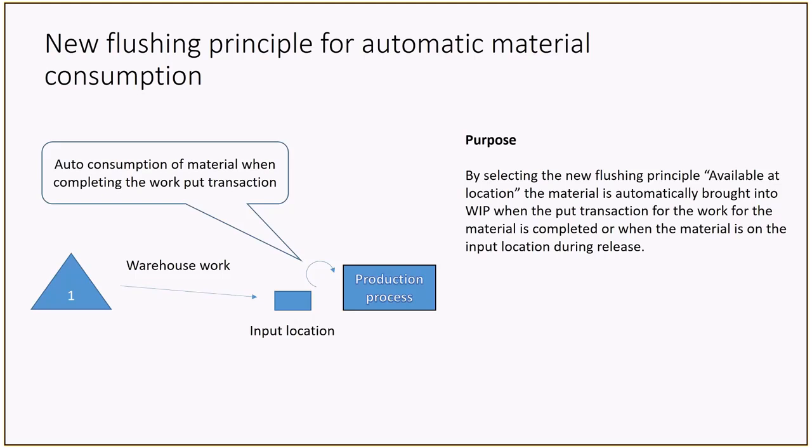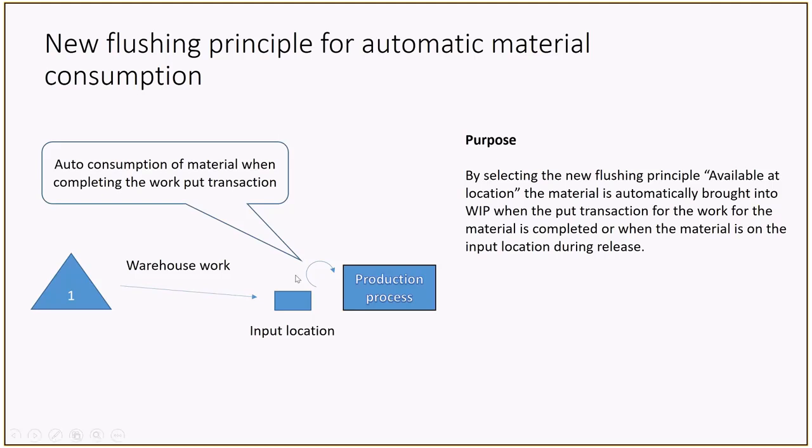After that, we need to consume this material on the input location, and we do that by using the production picking list journal. We have different flushing principles. We can flush the materials on the input location when we start the production process, using the flushing principle start. We can also do it when we finish the process, using the flushing principle finish. We could also do it as a manual process, traditionally by opening a production picking list journal and then just accounting for what we consumed.